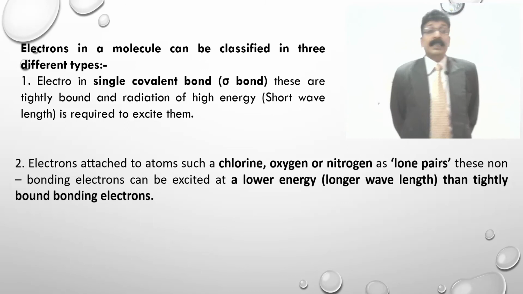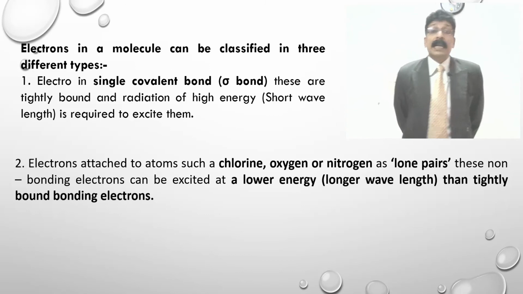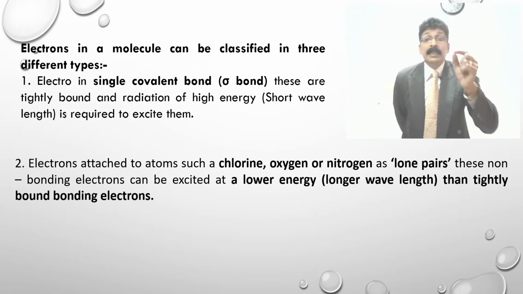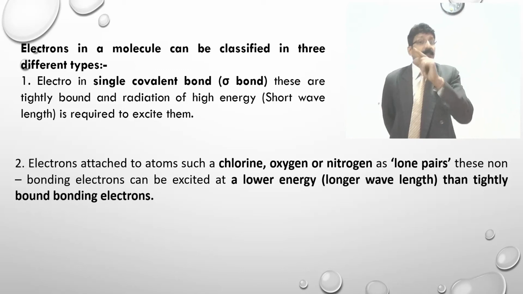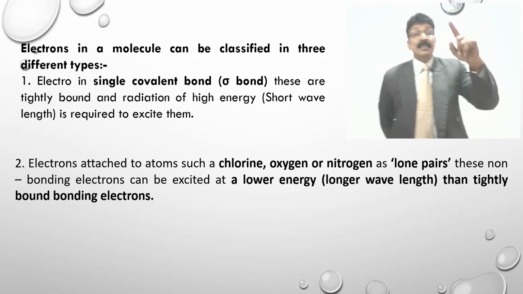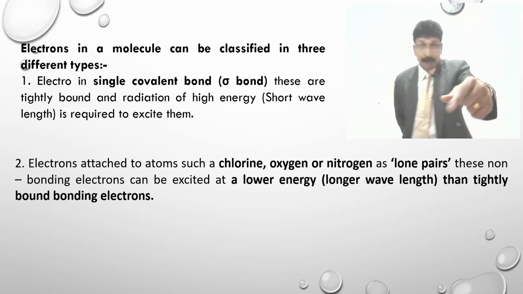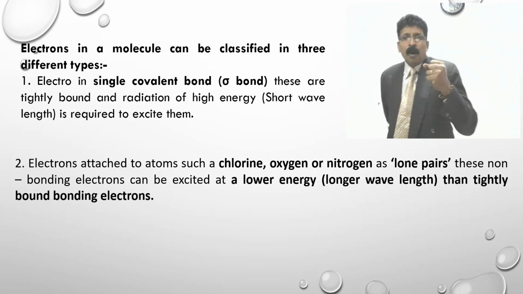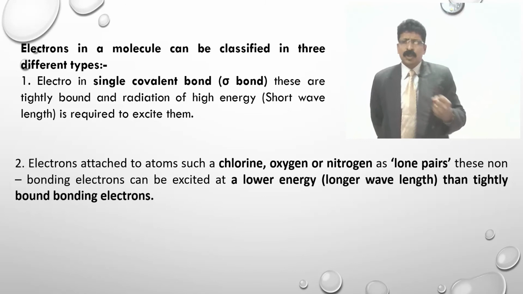Electrons can get excited at lower energy when compared to the strong bond. Here it's lower energy, longer wavelength. Higher energy means shorter wavelength. You have to remember, very simple to remember. Longer wavelength than tightly bound bonding electrons, as we have seen just before on the slide. A stronger bond needs shorter wavelength to get excited, because you need a strong energy, that is shorter wavelength.